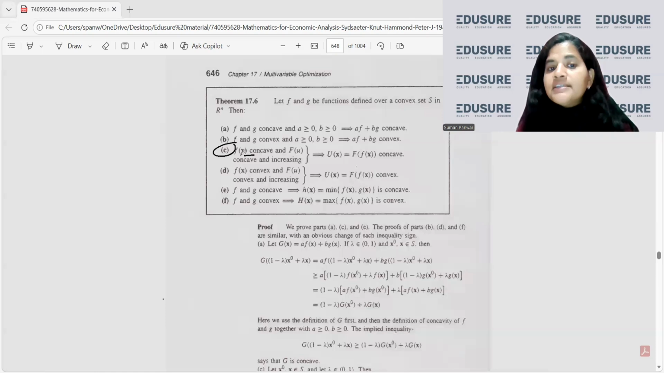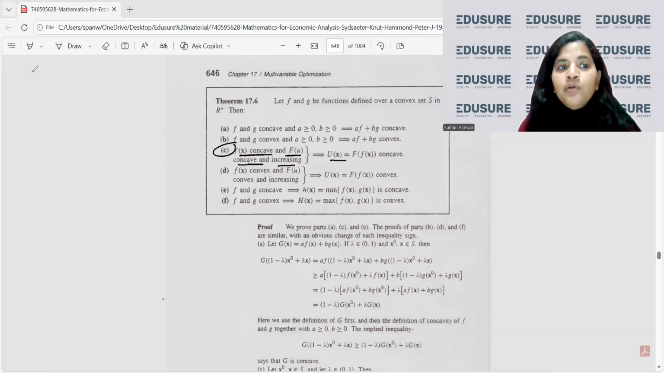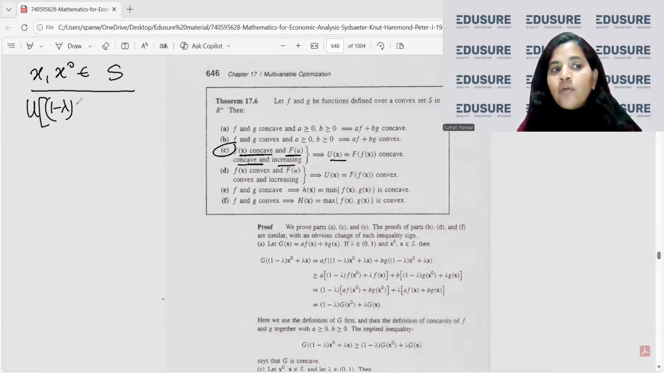Part C says if f(x) is concave and F(u) is concave and increasing, then u(x) equal to F of f(x) is concave. So I am looking at, again, x and x naught in the domain. And now let's evaluate u at their convex combination (1 minus lambda) x plus lambda x naught, where lambda belongs to [0, 1].